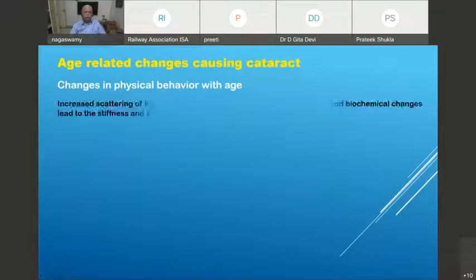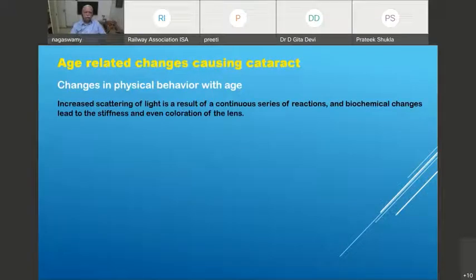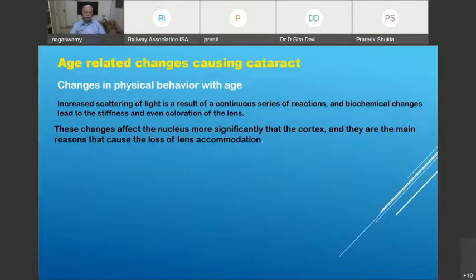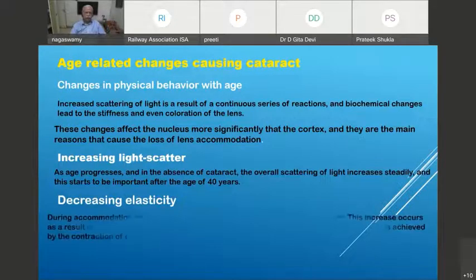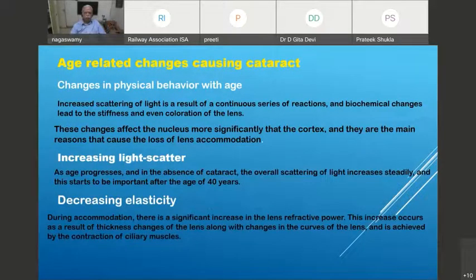So, changes in physical behavior with age. Increased scattering of light is a result of a continuous series of biochemical reactions leading to stiffness and even coloration of the lens. These changes affect the nucleus more significantly than the cortex and are the main reasons for the loss of accommodation. As the aging process proceeds, in the absence of cataract, overall scattering of light increases steadily, especially after the age of 40, when these changes start occurring. There is also a decrease in elasticity, so the accommodative power is reduced.